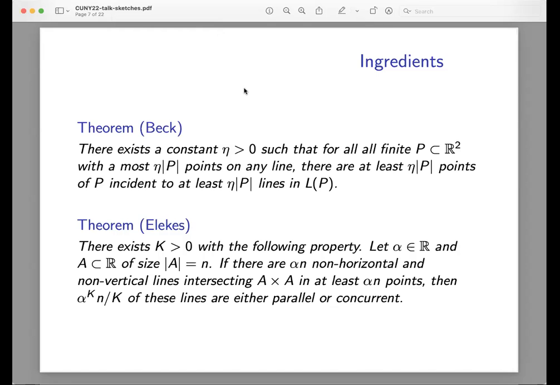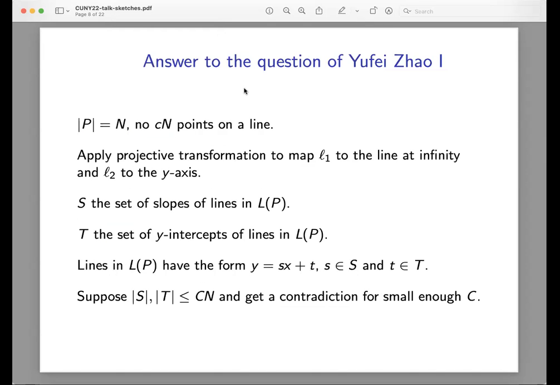Okay, so now I have these two theorems, and I'm going to use them to give an affirmative answer to the question of Zhao. So what's going on is we have a point set that has capital N points, and at most little c times n of them are on a line. Little c is given to us, and what I would like to show is that there is a line that intersects LP in at least capital C times n points, where capital C will depend on little c.